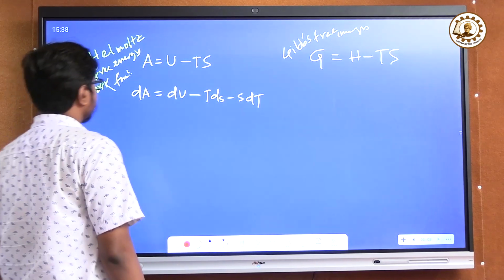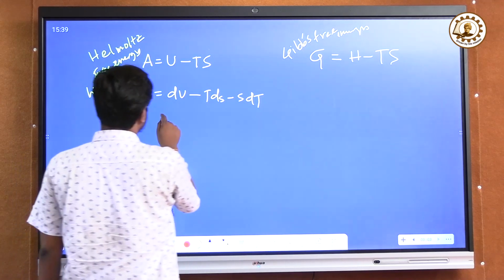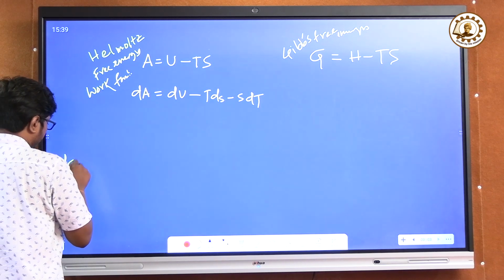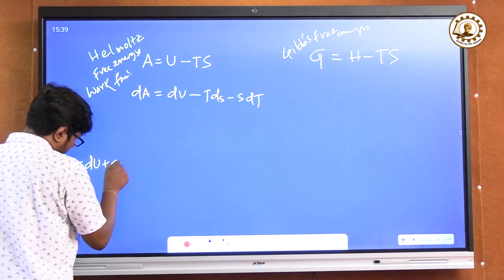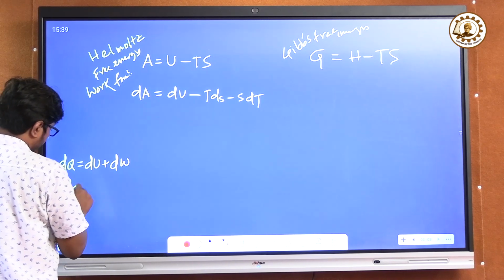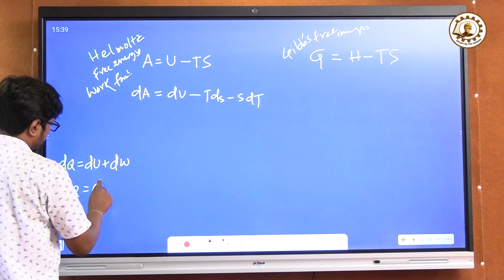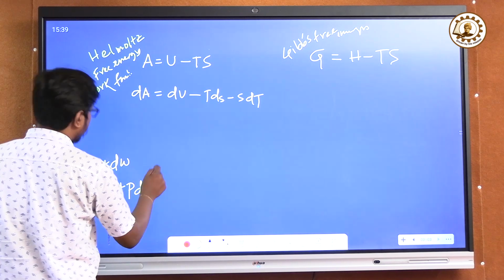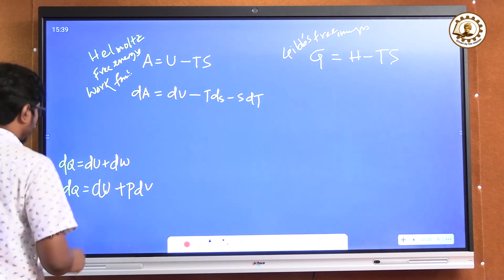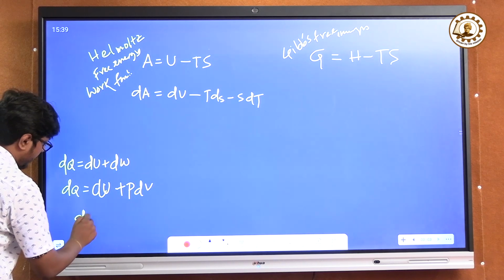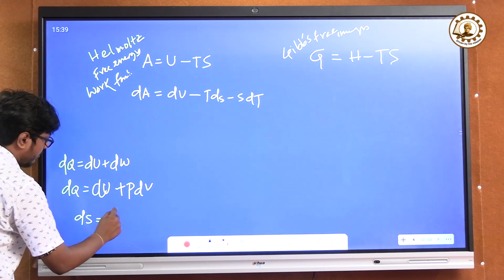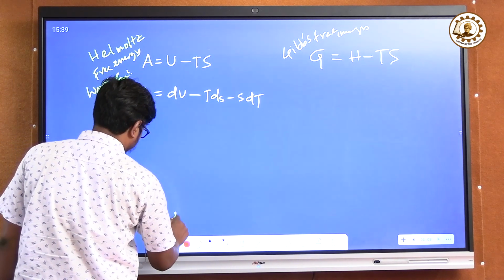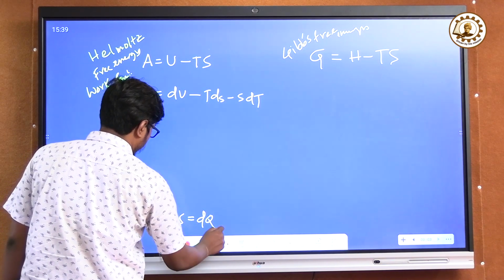Now, this is from the first law of thermodynamics. What we have known is dq = dU + dw, so dq = dU + PdV. And from the second law of thermodynamics, what we have is dS = dq reversible by T. So TdS = dq reversible.